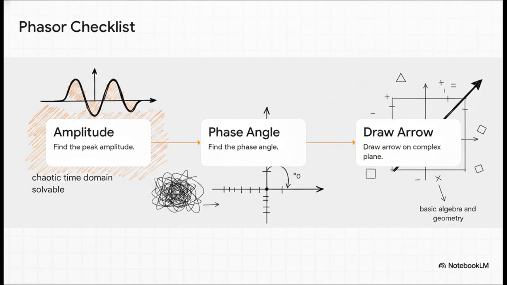So the next time you're staring down an intimidating alternating current circuit, I want you to run through this low-pressure checklist. No panicking allowed, okay? You just need to translate the problem. Step 1. Look at the sine wave and find its peak amplitude. Bam, that is the length of your arrow. Step 2. Find the phase angle. You know, that little degree measurement sitting right next to the time variable? That's the angle of your arrow. Step 3. Just draw the arrow on your complex plane. Once you do that, you are safely out of the chaotic time domain, and you can solve the entire circuit using nothing but basic algebra and geometry.